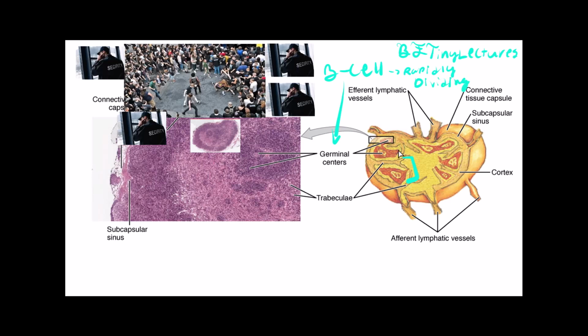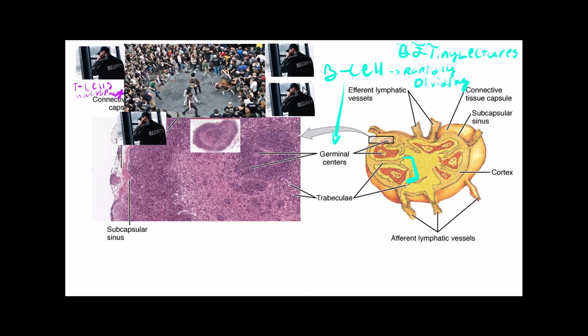So let's say that there was a pathogen. Well, now the B cells are going to start multiplying, and they multiply inside the mosh pit that is called the germinal centers. Now, around this germinal center, around this mosh pit, are the security guards. And you know who the security guards are? The security guards are actually T cells. And you also have some macrophages.